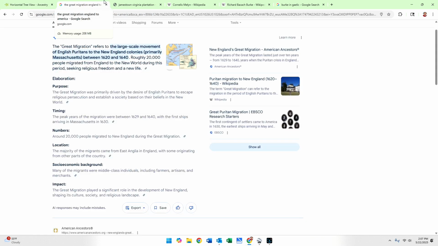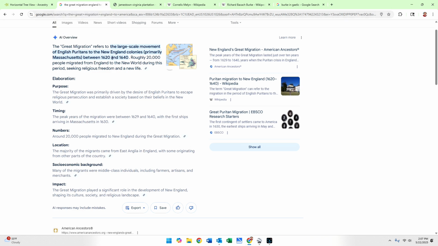Between about 1620, for the first 10 years, 12 years, something like that, it was touch and go as to whether the community was going to be able to make it. And most people who came were Puritans. And they settled in the colonies. And they were seeking religious freedom and a new life, and freedom from the oppressive Church of England and the government in England.